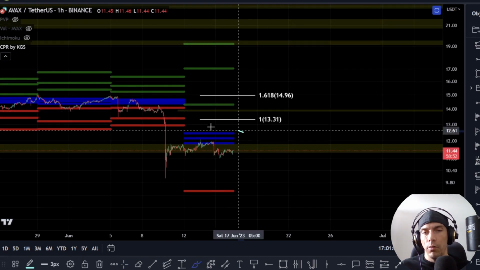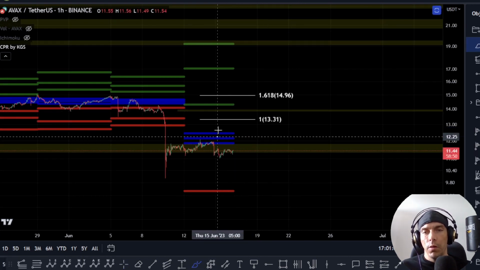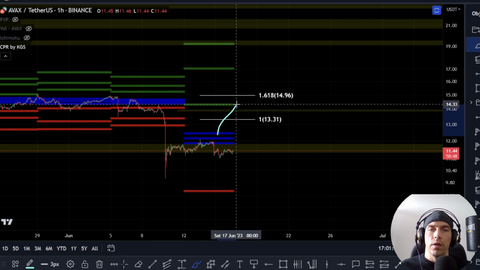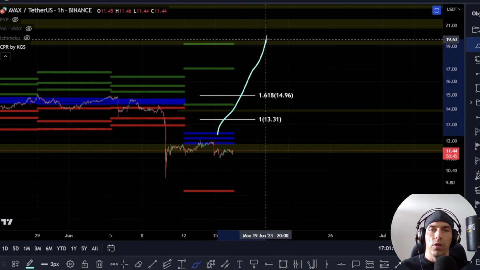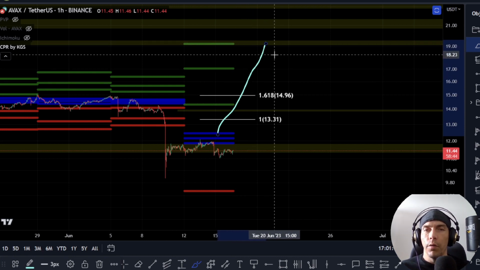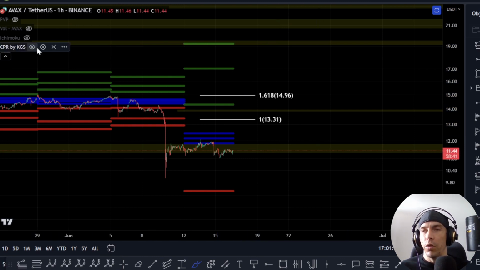Now, if we do manage to reclaim these central lines here, what we could then see is price be gravitated to the upside to this 1433, this 1705, and this higher area here of this 1923 as possible target areas.